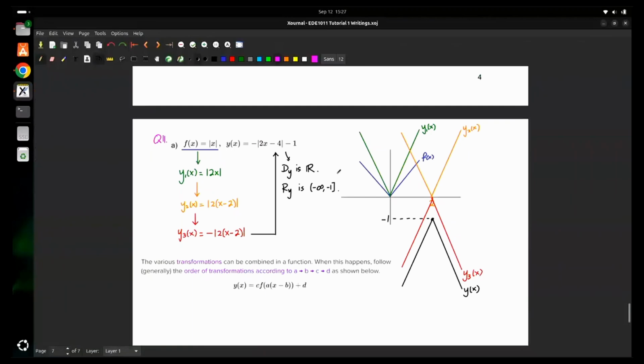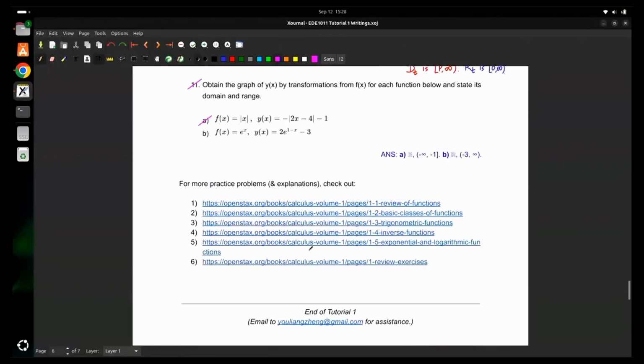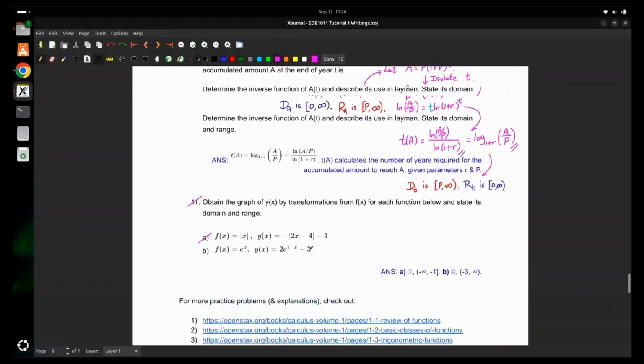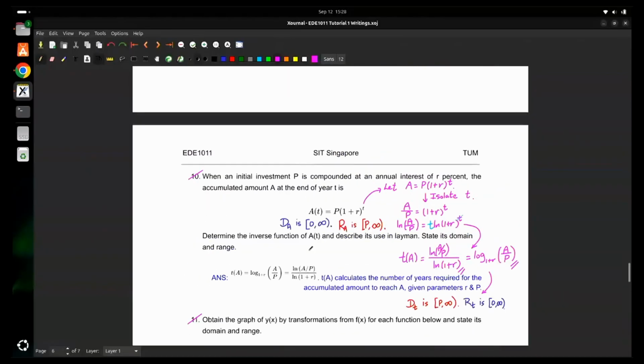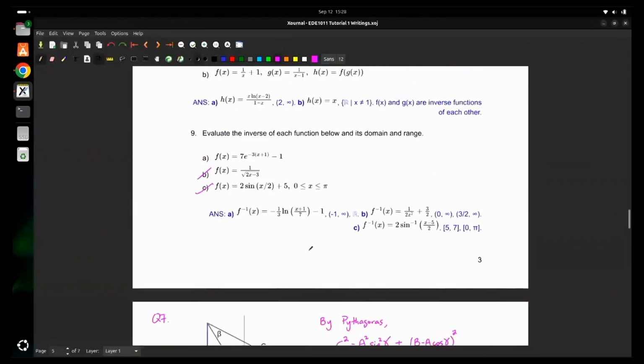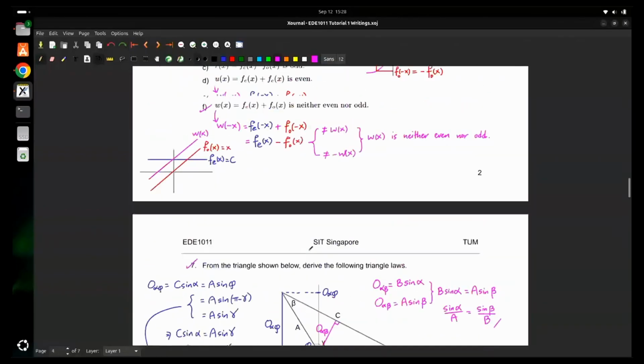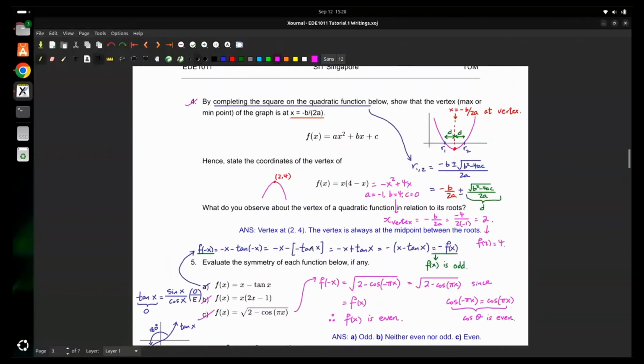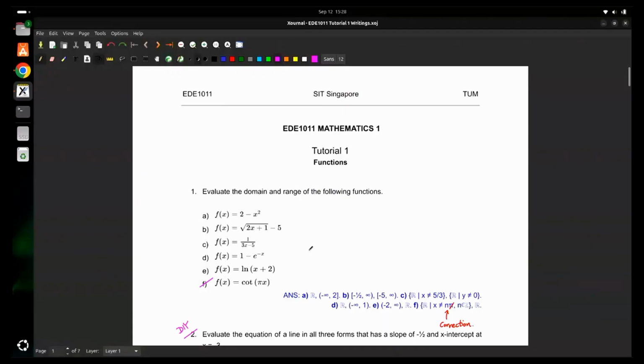So I'm not going to go through 11B, or else you've got nothing to do. Okay, so you go through 11B on your own, and then if you want to inspect, you can check the graph through Desmos. So that will be the end of tutorial 1. Okay? Any questions? Any part or concepts you want me to clarify? All good? Okay?